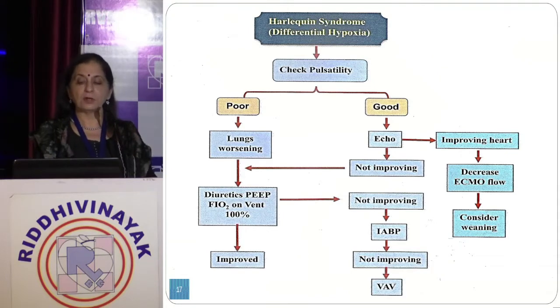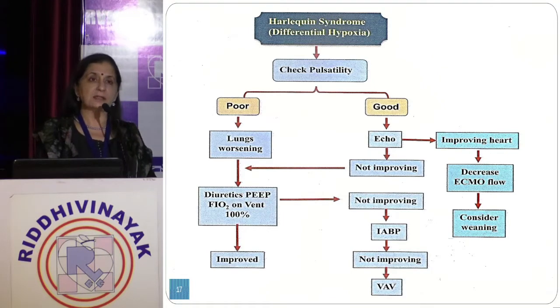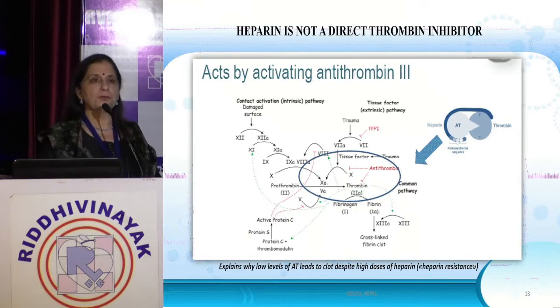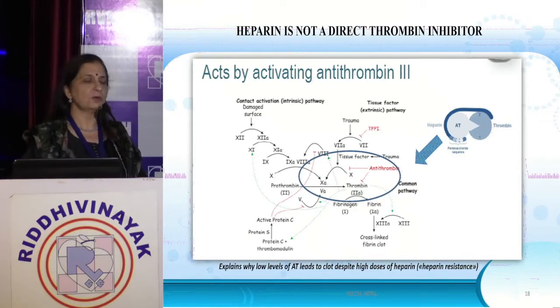If it improves or not, you may use another mechanical assist device with ECMO, like IABP or a VAD, and you decrease the ECMO flows and consider weaning. But if it still bleeds and the thrombus is still there after the antifibrinolytics are given, what do you do now? Give FFP, don't give blood.